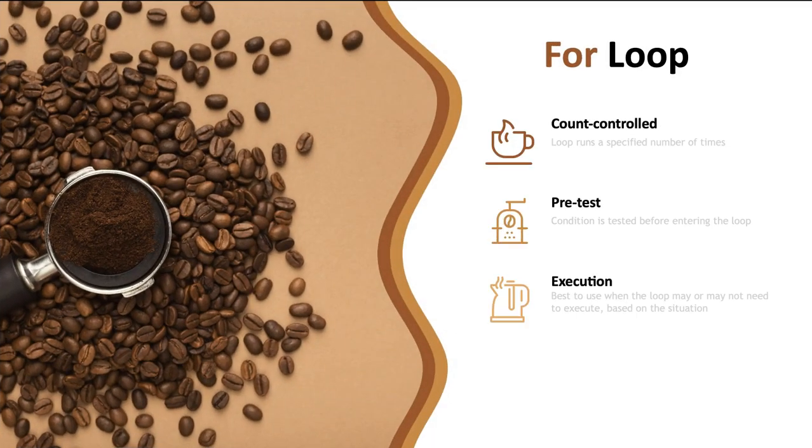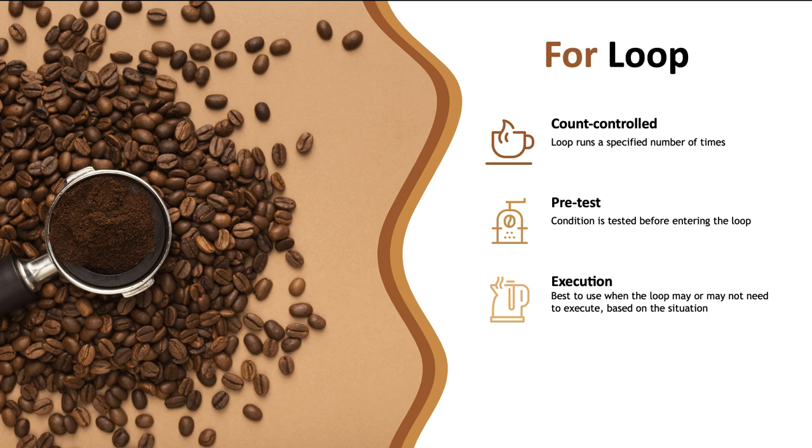Here are the key points about the for loop. It's count controlled, meaning it will run a specified number of times. The sentinel is expressed within a condition, which is tested before the loop is entered. And it's best to use when you know how many times the loop should run.